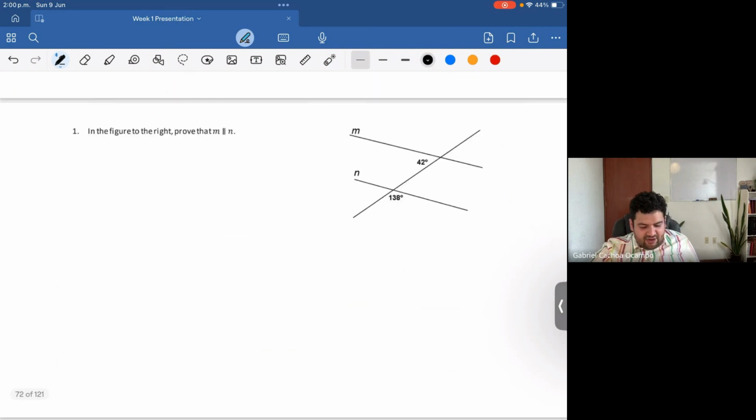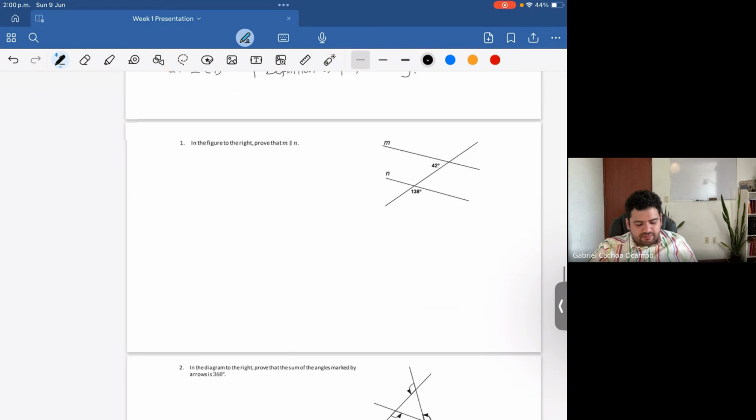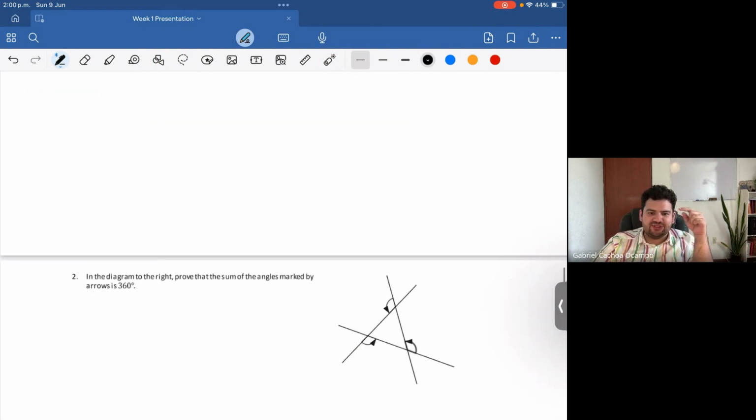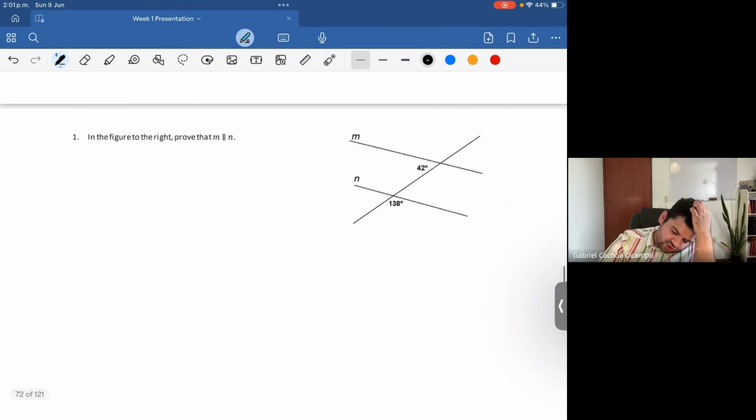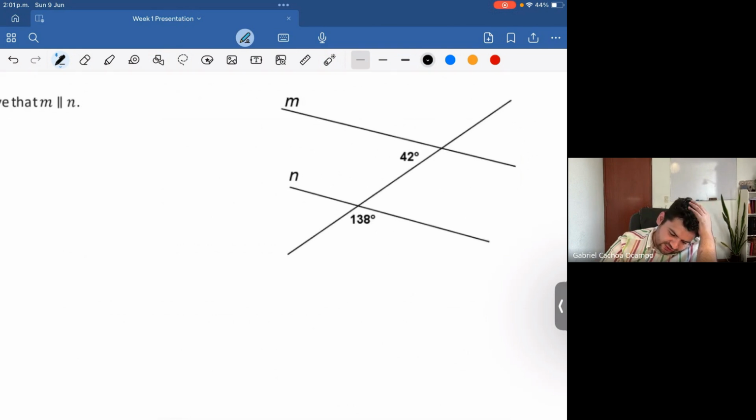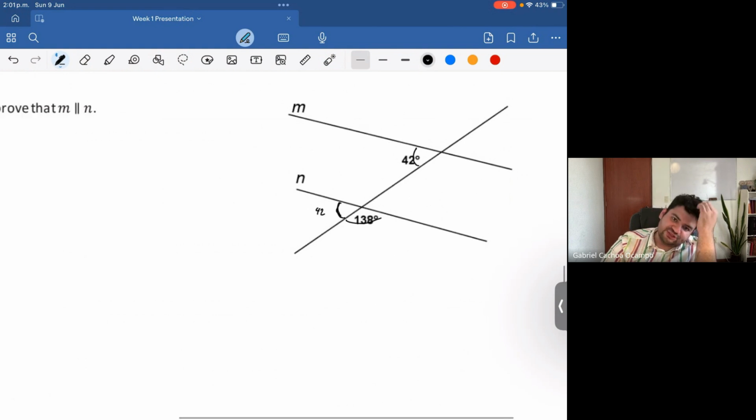Okay. Now here we want to prove that two lines are parallel. So we're going to use the converse of the alternate interior angles. Observe that if this angle measures 138, then this angle measures 42, because this and this are linear angles. And then this one and this one are the same. That means they are corresponding angles that are congruent, so they are parallel lines. If corresponding angles are congruent, then the lines are parallel. So we just need to label these points.